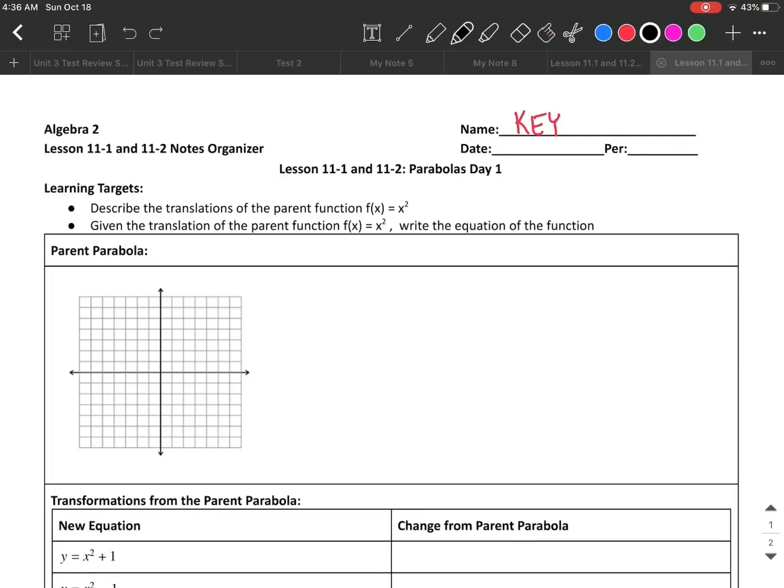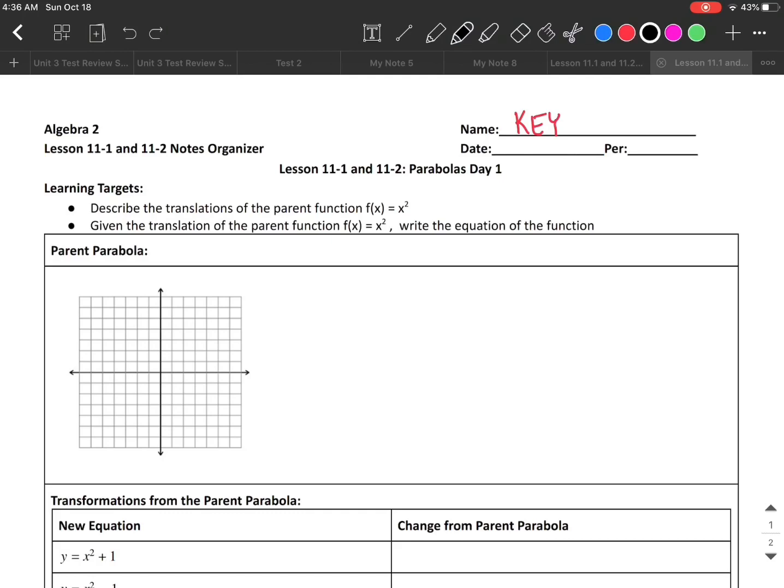In lesson 11-1 and 11-2, we're going to talk about parabolas. So we're going to be able to describe the transformations from the parent function by the end of this video. And given the transformation of the parent function, we're going to be able to write an equation of the function. So first, I want to talk about what the parent parabola is.